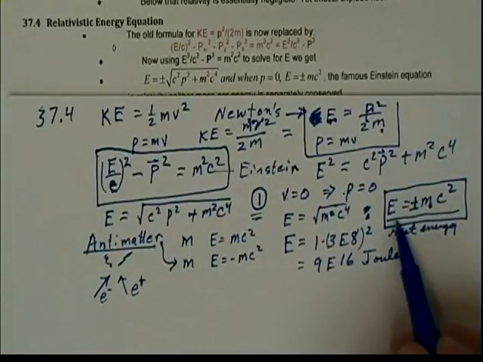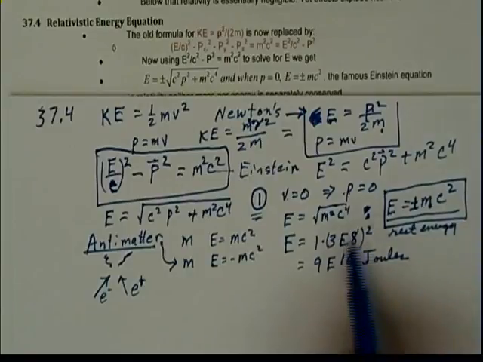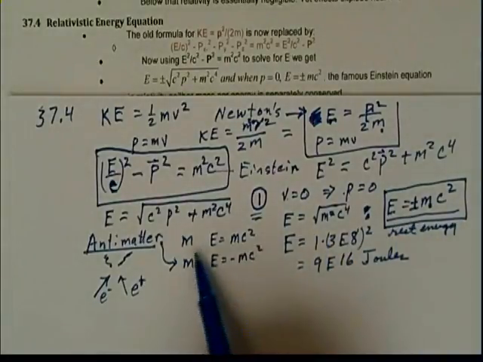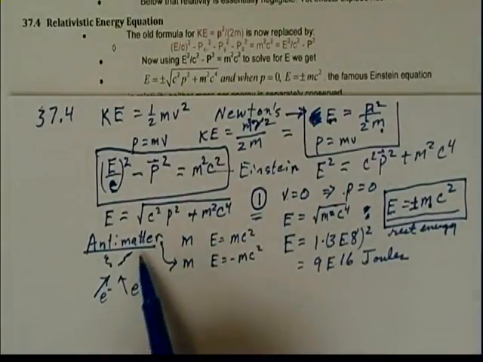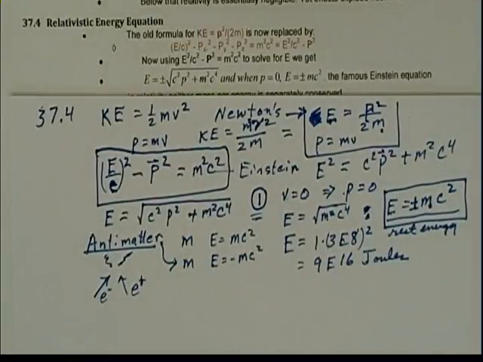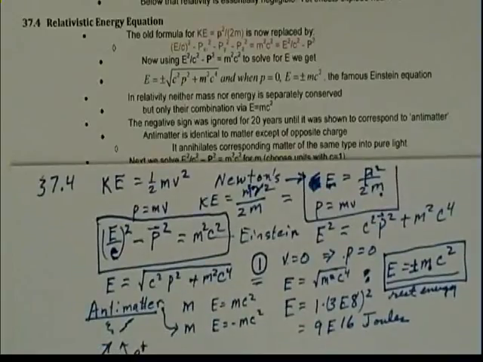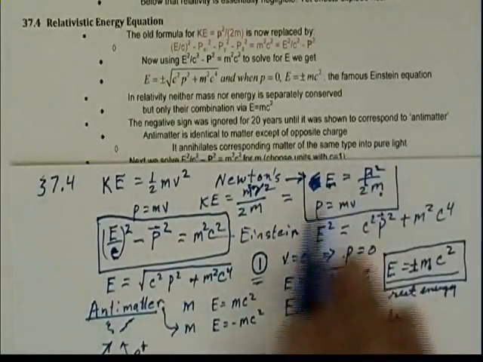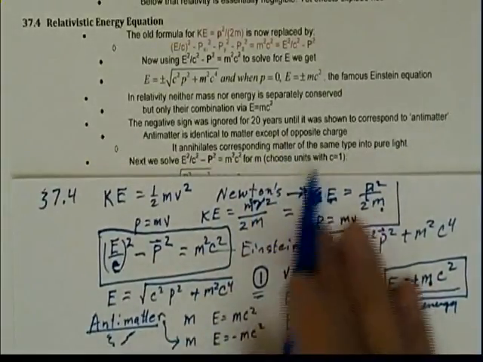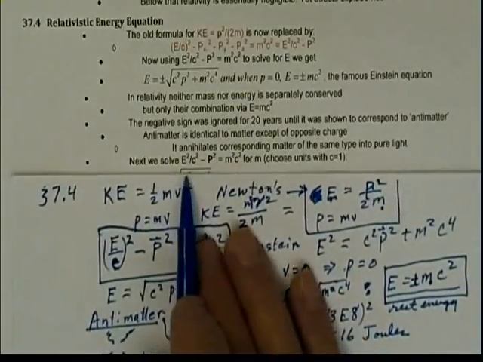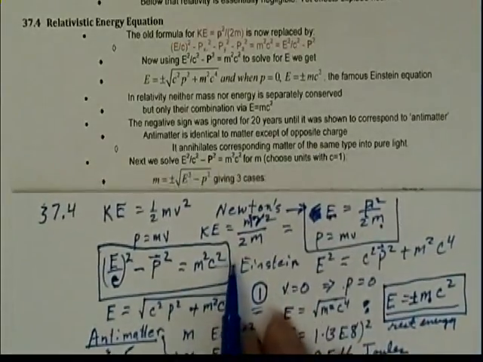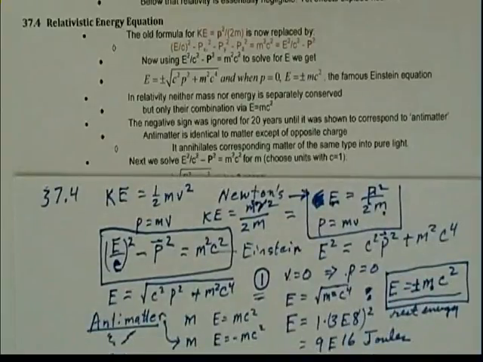So not only do we predict E equal to mc squared, by taking into account the plus or minus sign, we get something else. We get the prediction of antimatter. Like I say here, the negative sign was ignored for about 20 years, and we talk about that annihilation. Now we're going to solve this other equation and solve for mass.